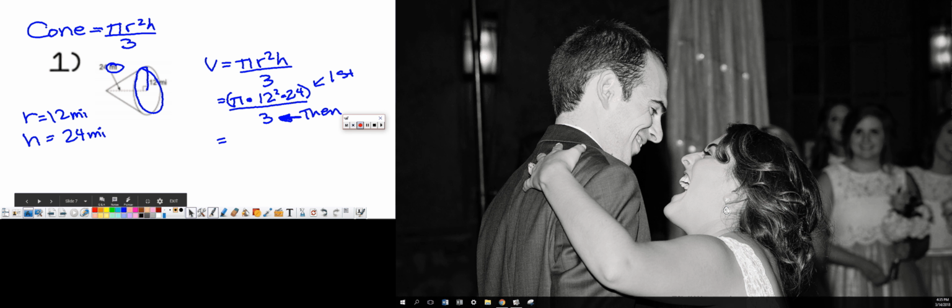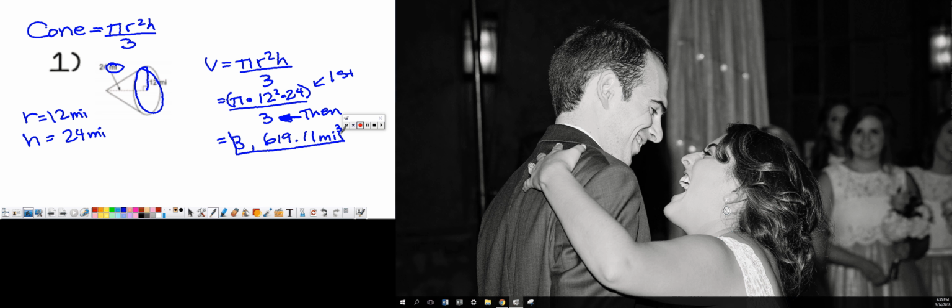Is going to give us a grand total of 3,619. And let's round to the hundredths. And so I'm going to round to 1, 1. So 11 hundredths. Then, can't forget my units, miles cubed. And the reason that's miles cubed and not miles squared or just regular miles is because we are working in 3 dimensions.